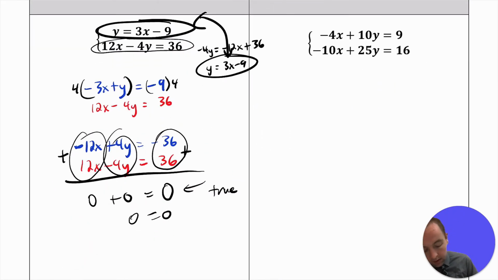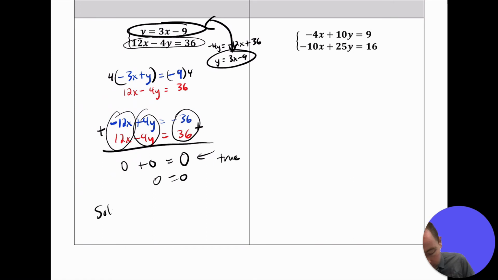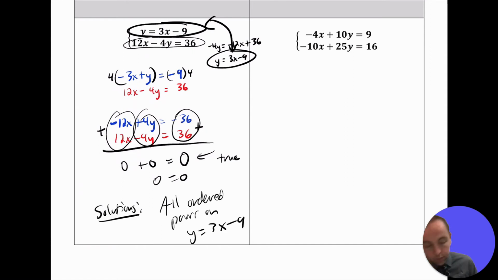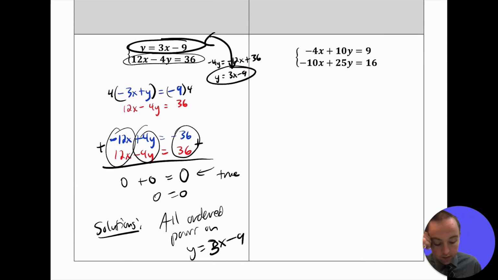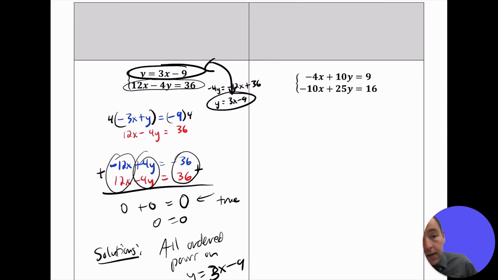So what we're seeing is that the solutions to this system are going to be all of the ordered pairs on basically y equals 3x minus 9, because both of the equations were actually y equals 3x minus 9. So when you get a true number statement like that, it'll be all those solutions. In terms of how many solutions, of course, we have an infinite number of solutions on those graphs.